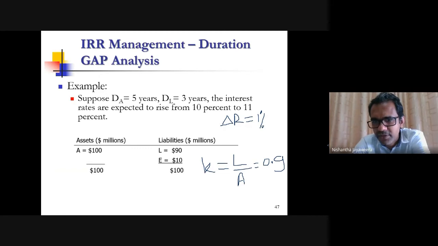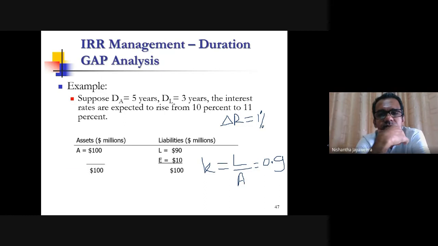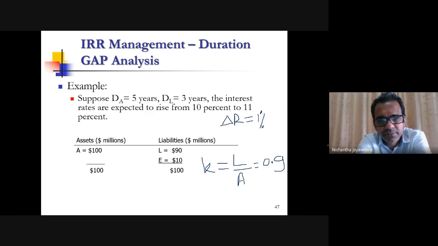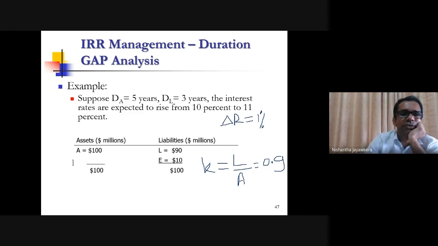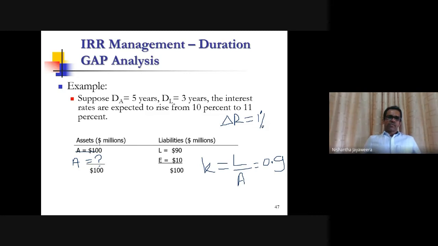Then we'll see what happens when the interest rate increases from 10% to 11%. Now you know what would happen to the value of assets. What would happen to the value of assets? Should decrease. Can you tell me what would be the new value of assets once the interest rate increases? How do you calculate that?